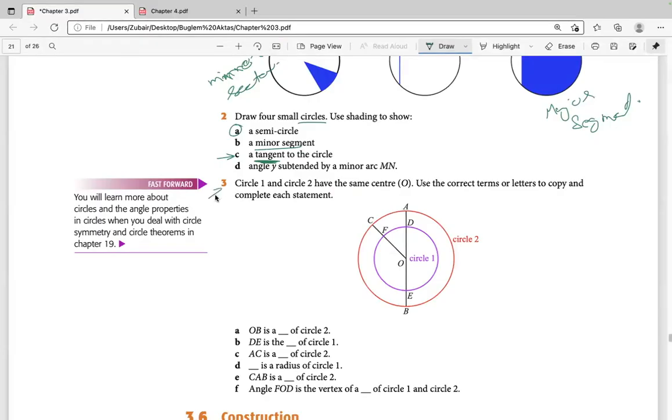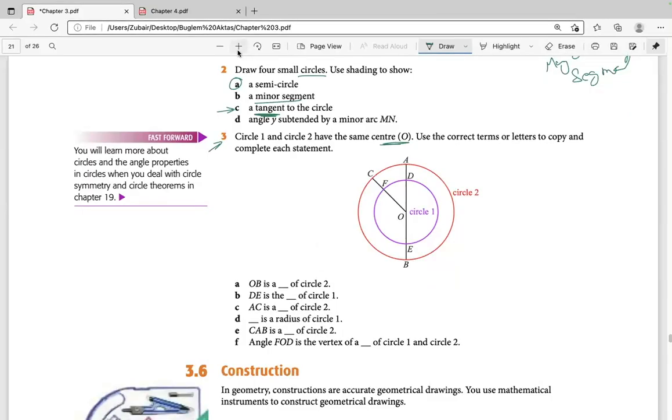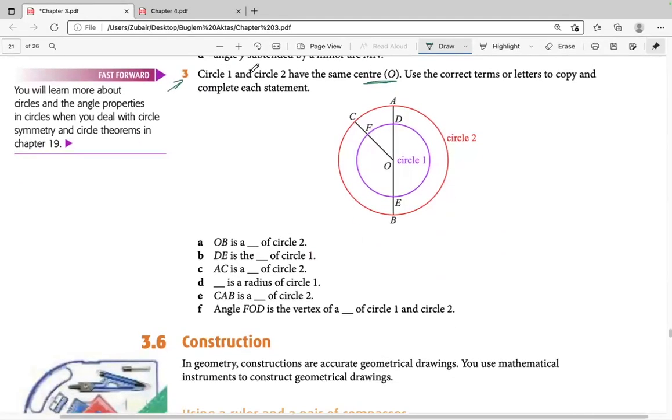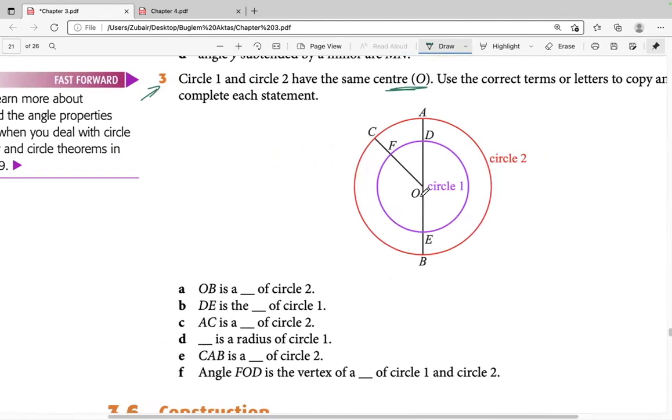Okay. Number 3, circle 1 and circle 2 have the same center as shown in the diagram. Use the correct terms or letters to copy and complete the statement. OB is a dash of circle 2. Is the diagram clear? OB is a radius of circle 2. Correct. DE is a dash of circle 1. DE is a diameter. Correct.